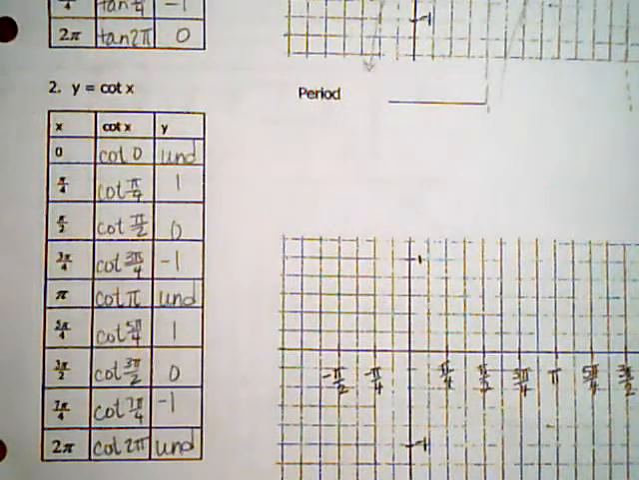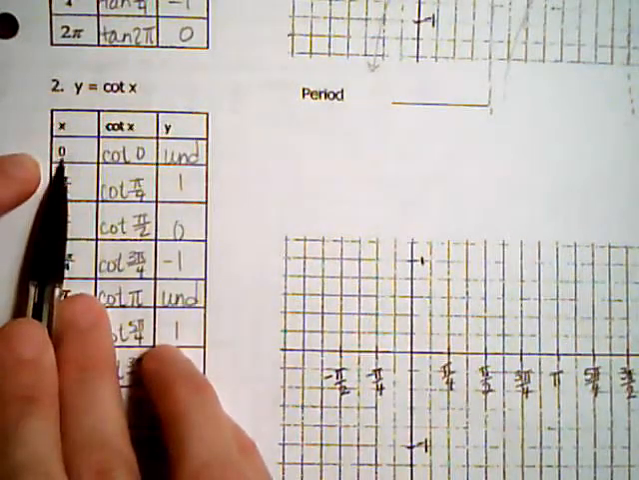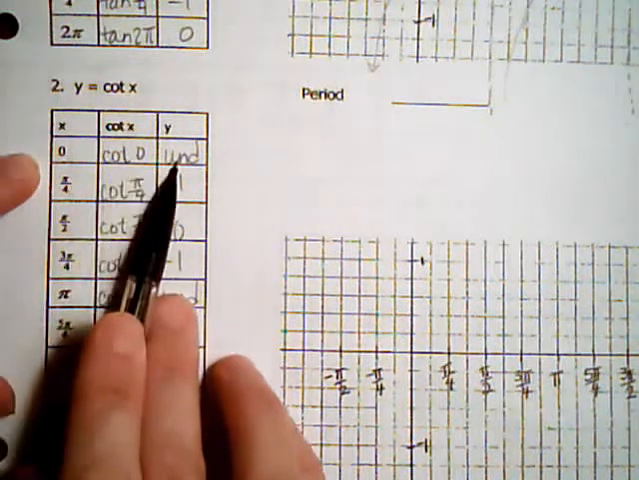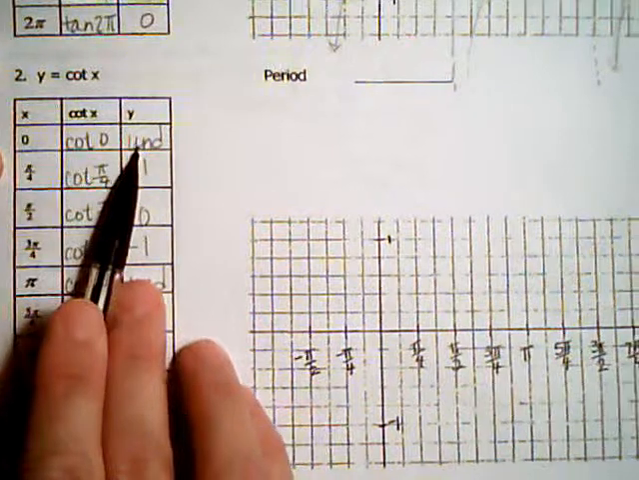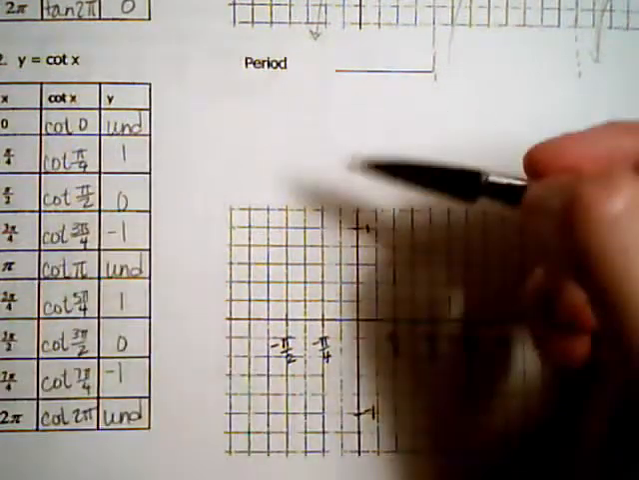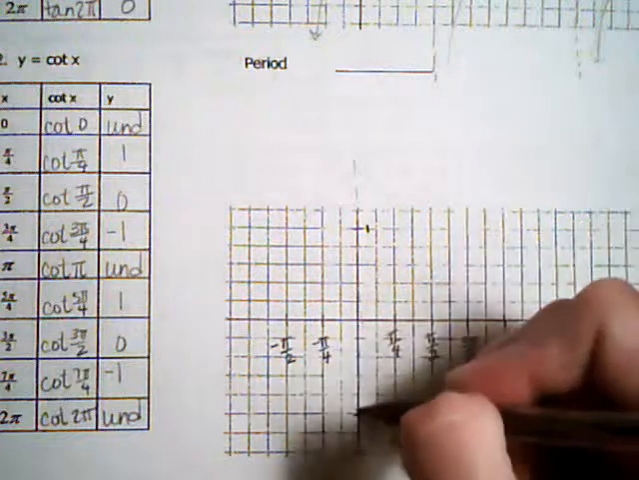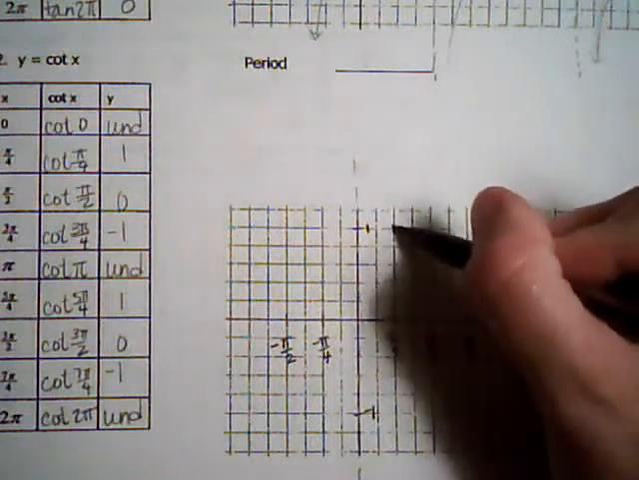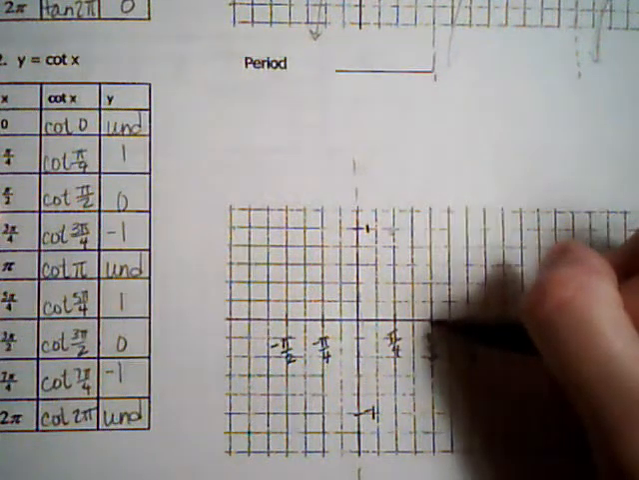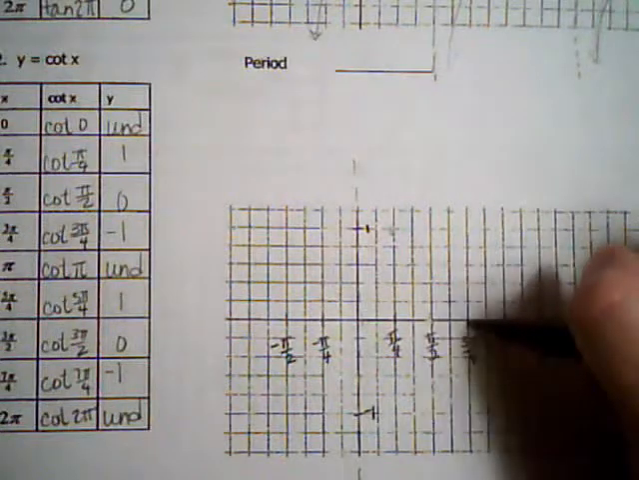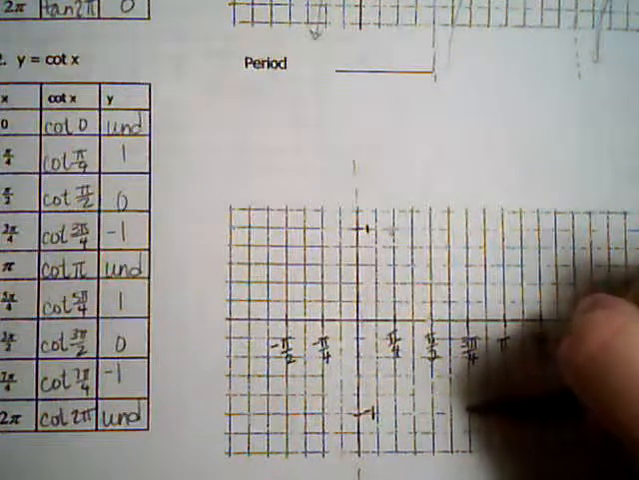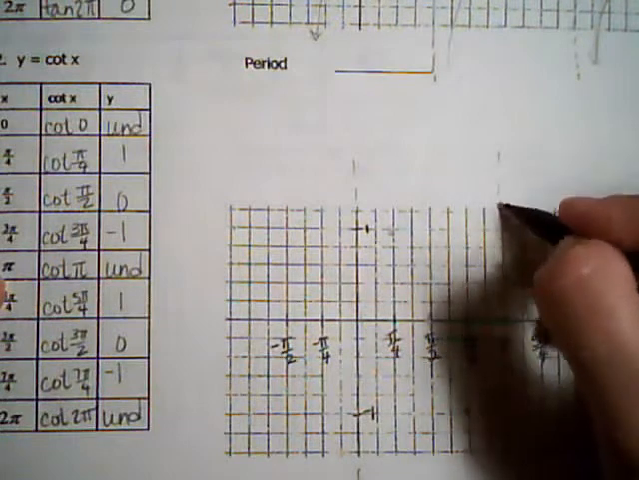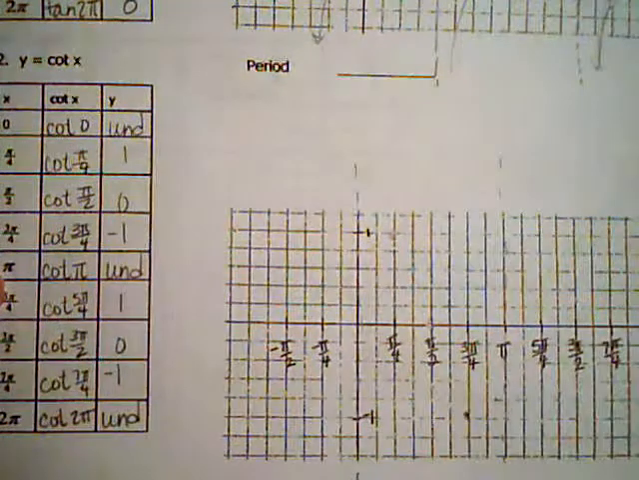Okay, then the same thing for cotangent. I have filled in the values for those, which are the reciprocal of tangent. If I plot the points I have here, notice when x is 0, the cotangent of 0 is undefined. So that's where my vertical asymptote will be for cotangent. Pi over 4, cotangent of pi over 4 is 1. The cotangent of pi over 2 is 0. The cotangent of 3 pi over 4 is negative 1. Cotangent of pi is undefined, so I have a vertical asymptote.